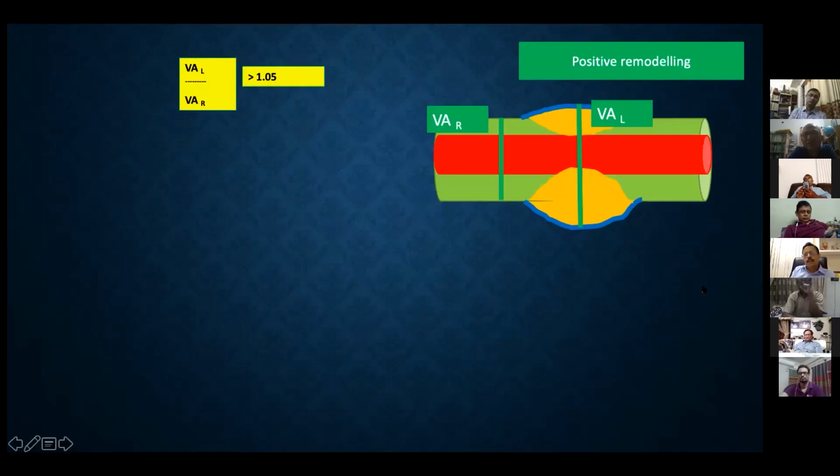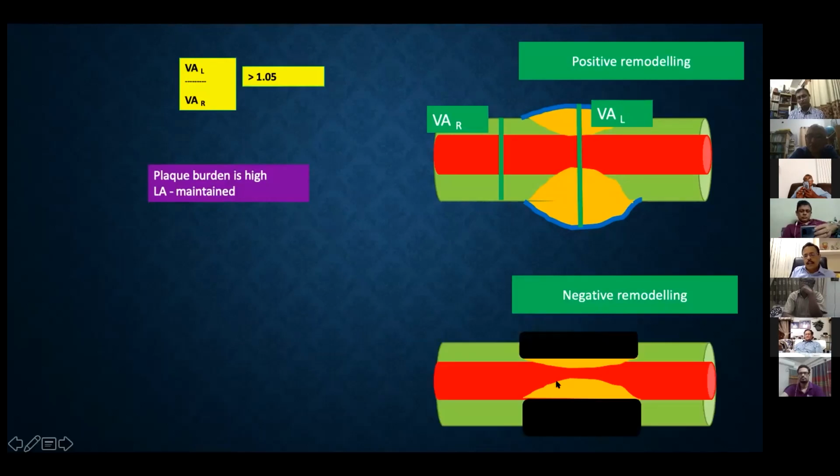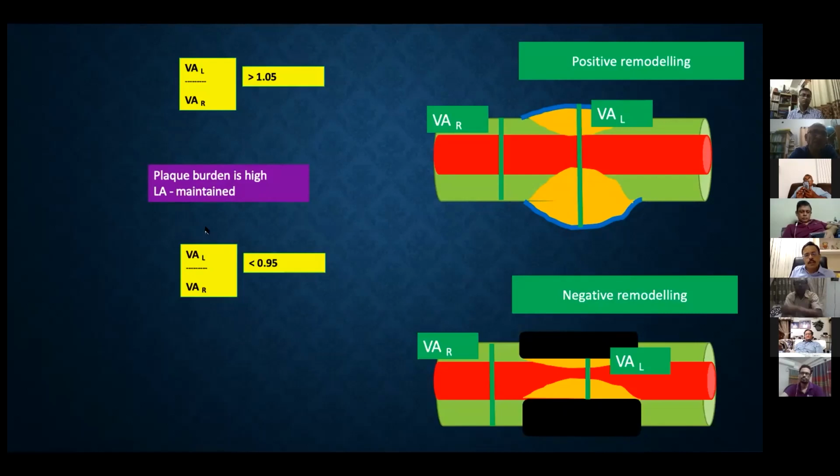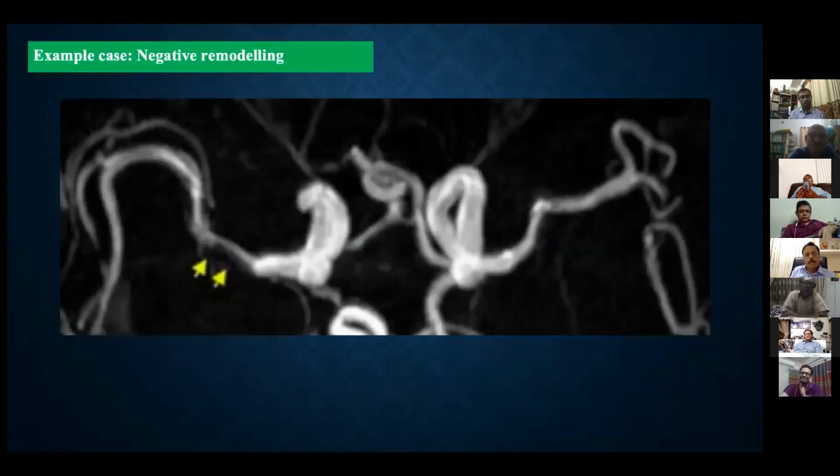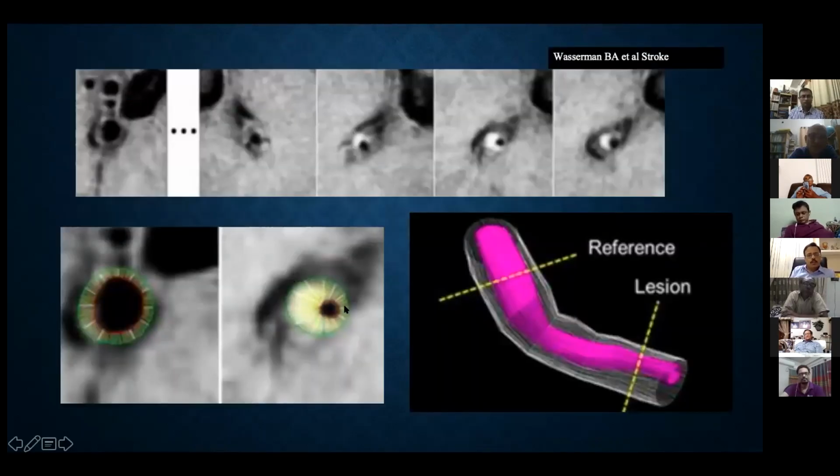While in negative remodeling, the whole arterial diameter actually may reduce, the plaque burden may not be as much as in positive remodeling, but there will be much more severe narrowing of the artery. And this is what we can diagnose by vessel wall imaging. For example, a case like this, in middle cerebral artery stenosis, when you do vessel wall imaging, this is normal, and this is this particular patient. What we can see is that the whole diameter of the artery is reduced, and this is the plaque which has caused narrowing. So this is known as negative remodeling by atherosclerotic plaque.